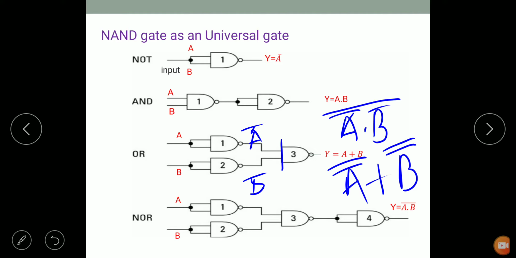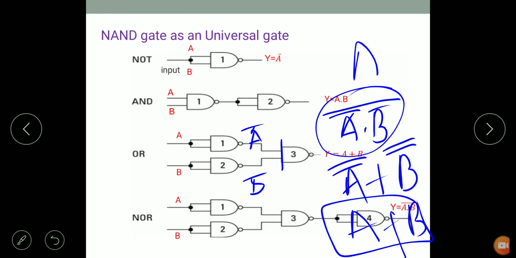So A double bar is what? A. And B double bar is what? B. So this is nothing but the equation for the OR gate. We use De Morgan's theorem to simplify that equation. It is nothing but A plus B. But for understanding, we simplify that.